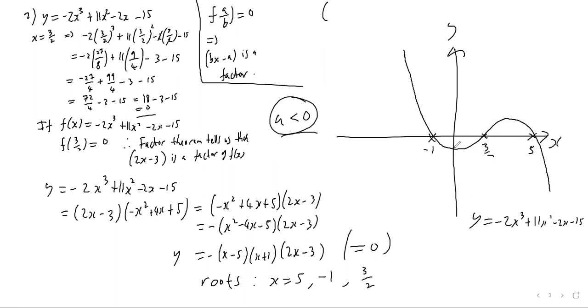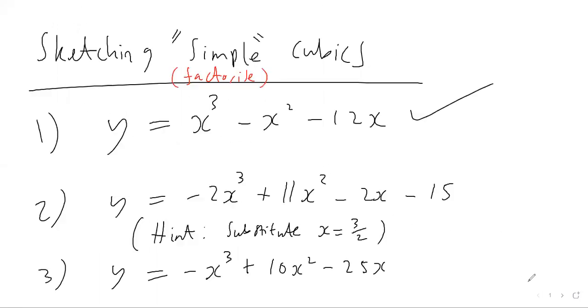And actually this y-intercept there would be -15. I mean, it's not a very good scale, but that should be -15 there. So that's our second example done.